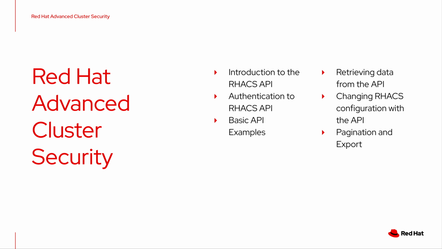So we're going to start with an introduction to the ACS API and talk about some of the use cases that you can accomplish with it. We're going to talk about how authentication is required for the API and how to authenticate. We'll give you some basic API examples, including some use cases like retrieving data from the API and changing the ACS configuration using the API. And then lastly, we'll talk about some advanced topics like pagination of data returned from the API and exporting data in bulk.